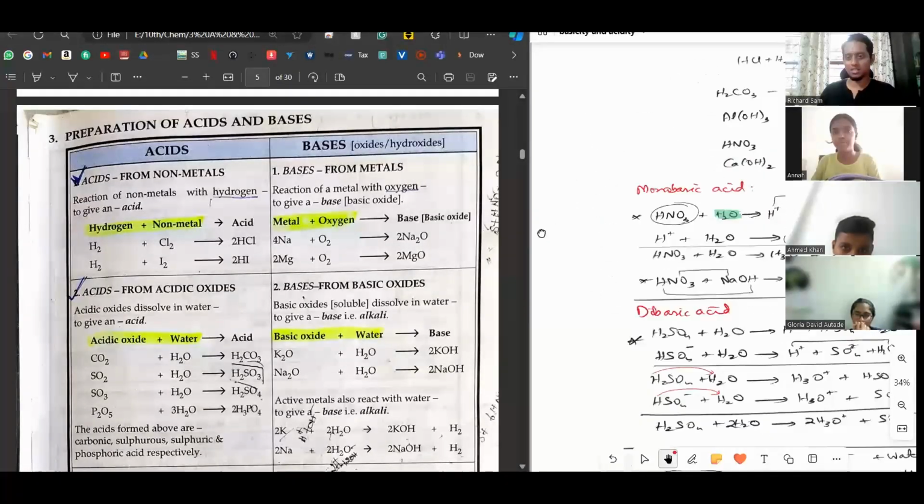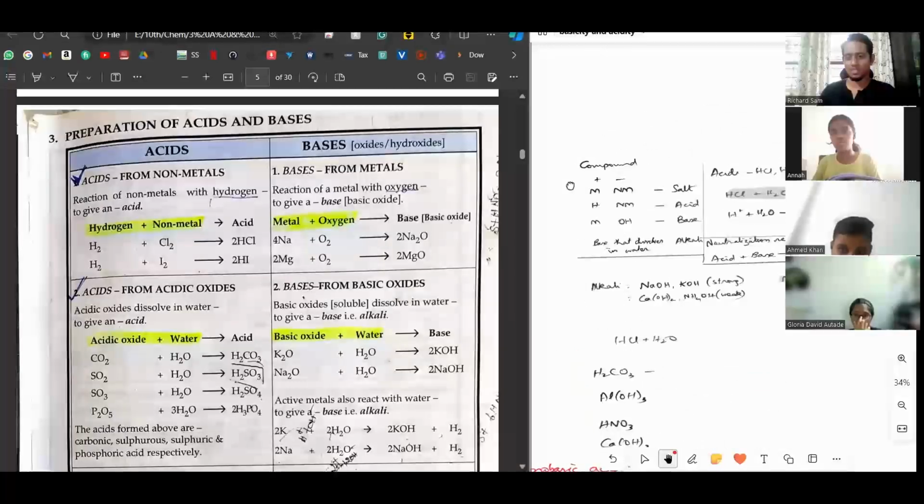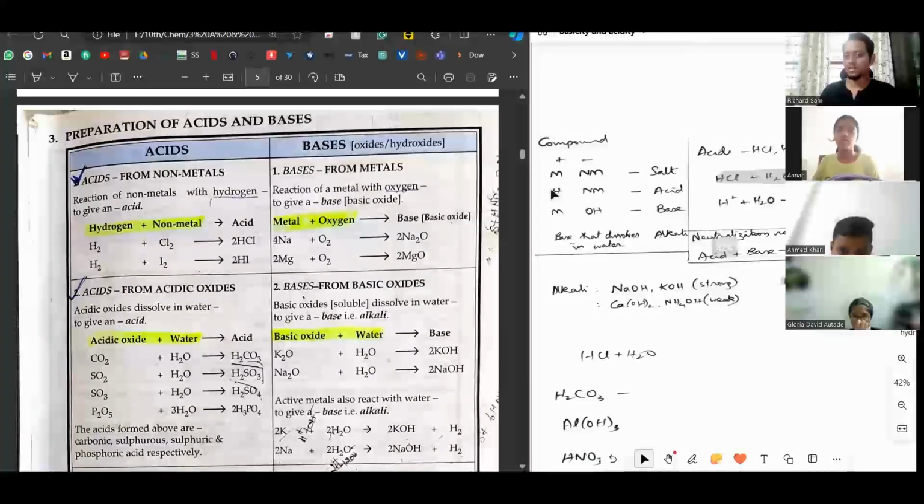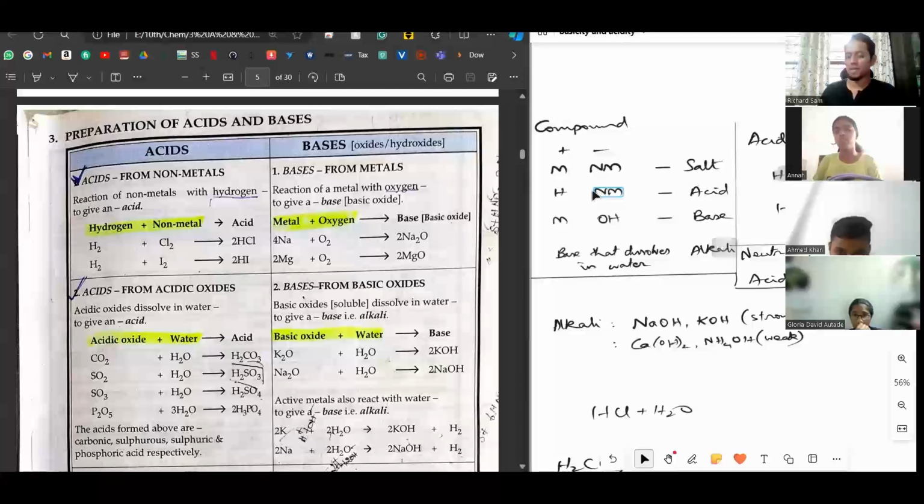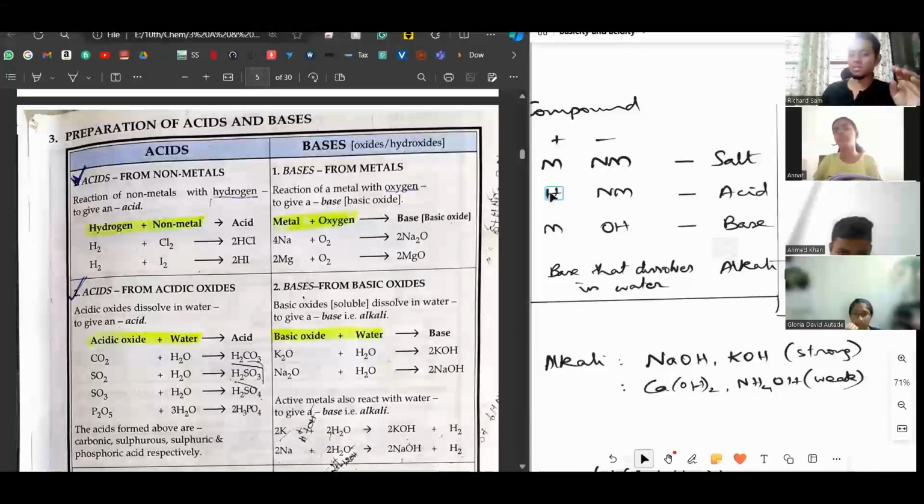Yeah, hydrogen plus non-metal. Where is that? See here, acid. Hydrogen plus non-metal. So there are two types of acids. There is some acid with just hydrogen and that one non-metal, or sometimes there's acid with hydrogen, a non-metal, and oxygen. Right? Okay. So first we're seeing just the normal hydra acids.